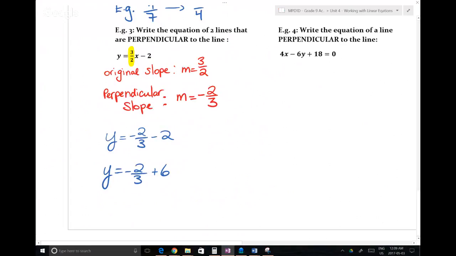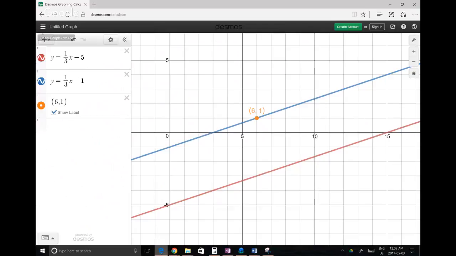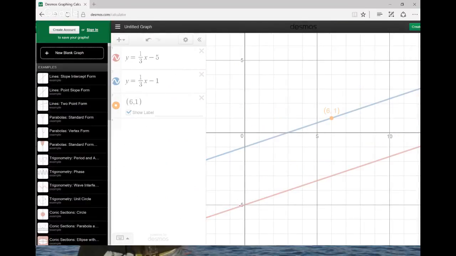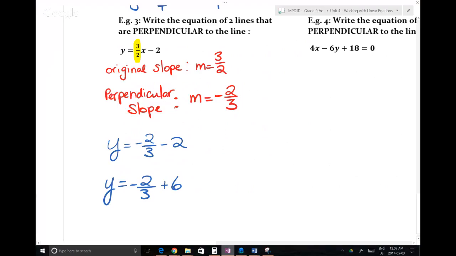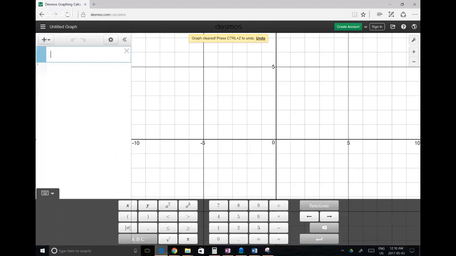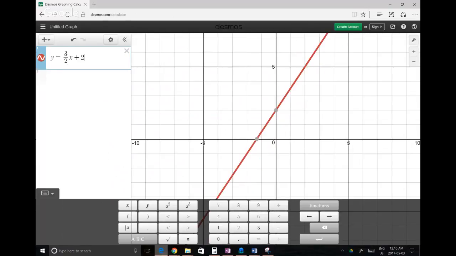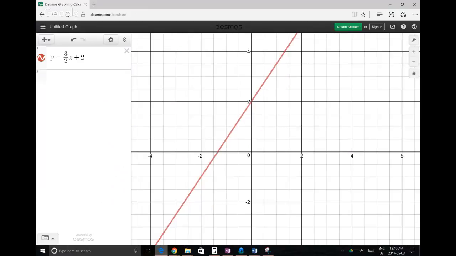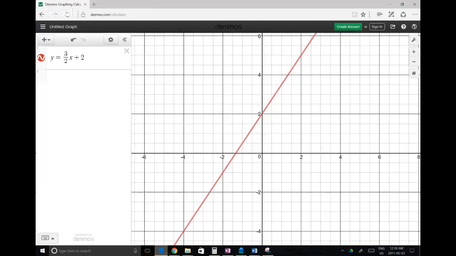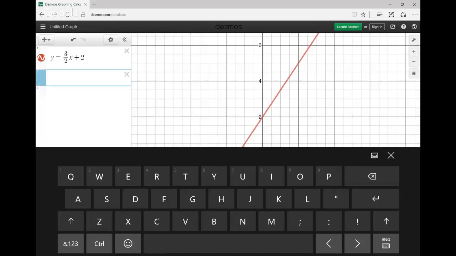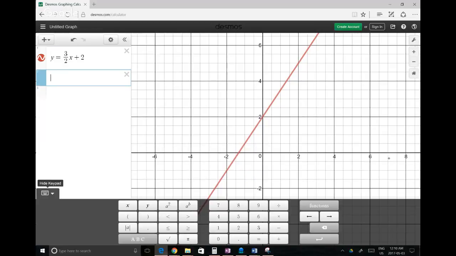All right, and let's take a quick look at Desmos and see if that works. New blank graph. The original one was y equals 3 over 2x minus 2. So y equals 3 over 2 x plus 2. There's our line. And I said that the new one would have to be y equals negative reciprocal. So we make it negative because it used to be positive. And instead of 3 over 2, now it's going to be 2 over 3.